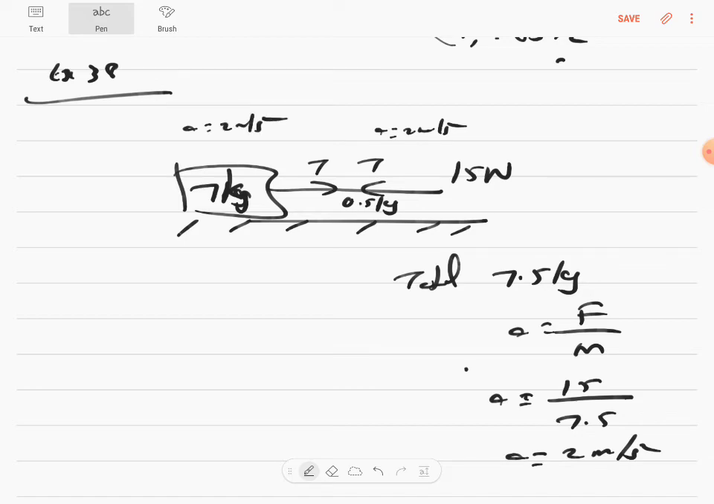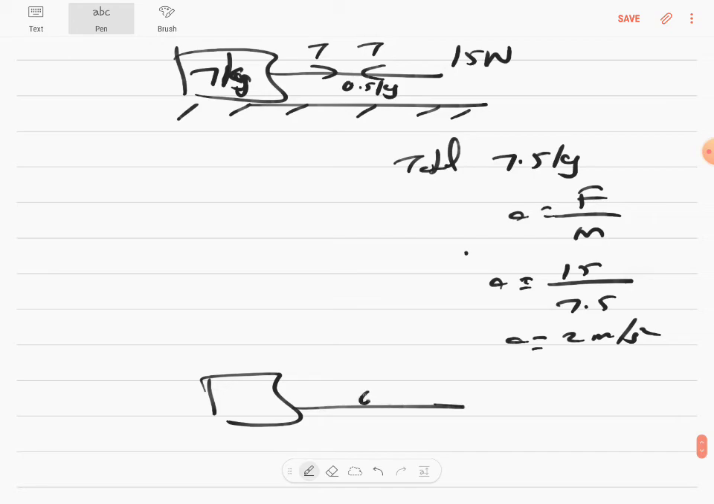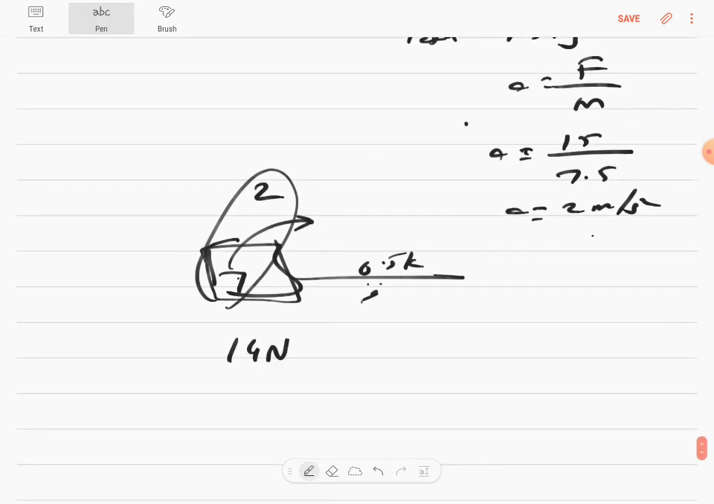But the question is, what is the force exerted by the block on the rope? The rope is going to exert less force on the block, but the block is definitely going to exert a greater force on the rope. If you know the acceleration and the mass of the block, you can multiply these two, which will be 14 newtons, and that will give the force exerted by the block on the rope.